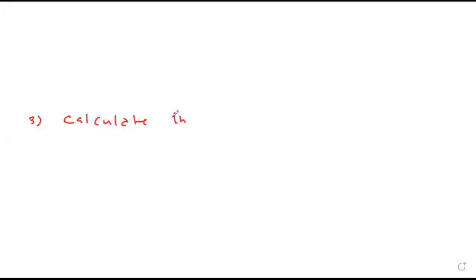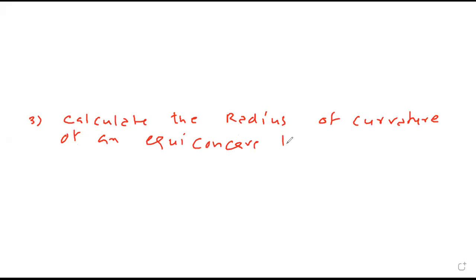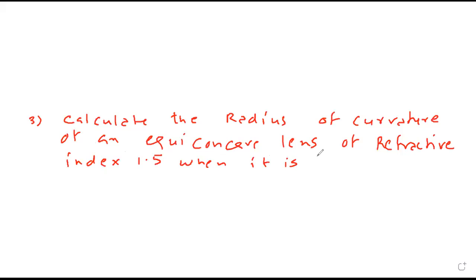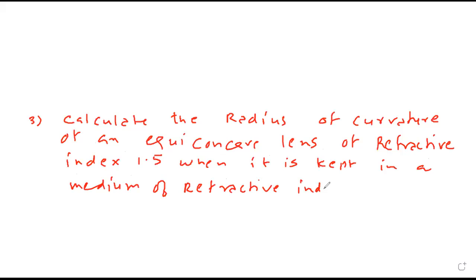Calculate the radius of curvature of an equiconcave lens of refractive index 1.5 when it is kept in a medium of refractive index 1.4 to have a power of minus 5 diopter.